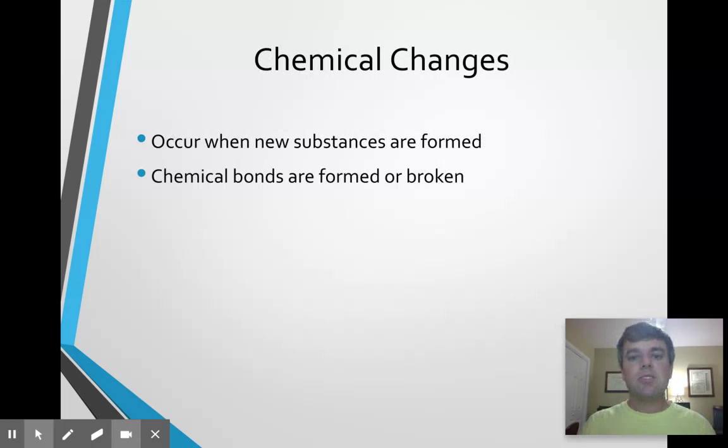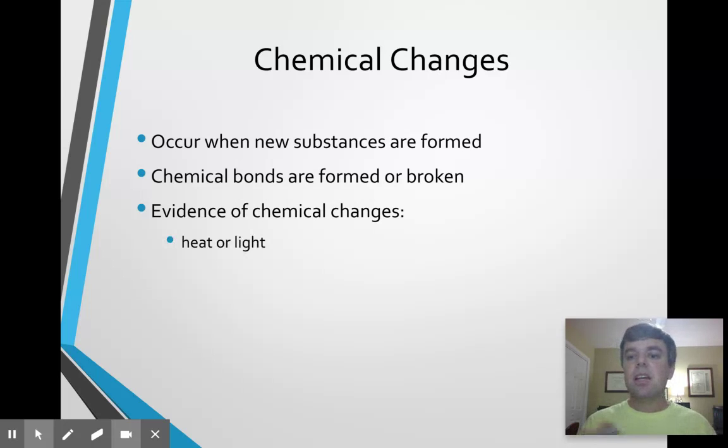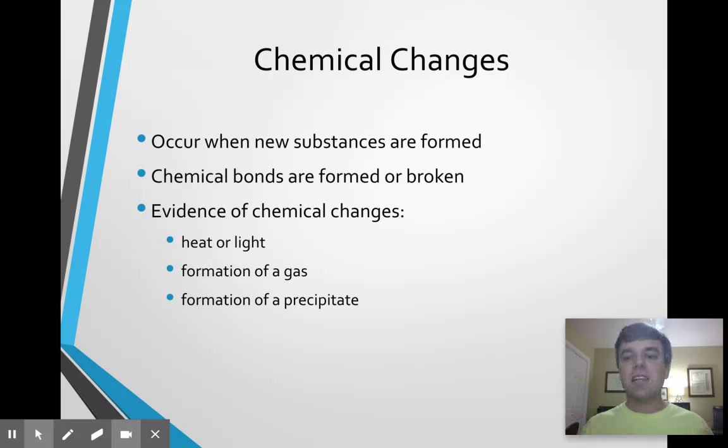So with chemical changes, you get new substances, chemical bonds are formed or broken, and you should be aware of the signs that a chemical reaction has taken place. If heat or light are given off, or heat is absorbed, that's a sign of a chemical change. If a gas is produced, that's a sign of a chemical change. If you mix two liquids together and a solid forms, that solid is called a precipitate. That's a sign of a chemical change. And if there's a color change, that can be a sign of a chemical change.